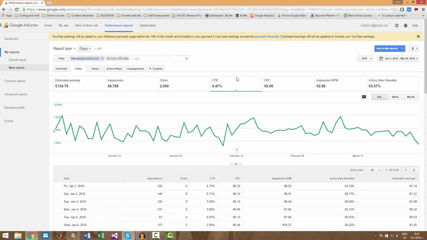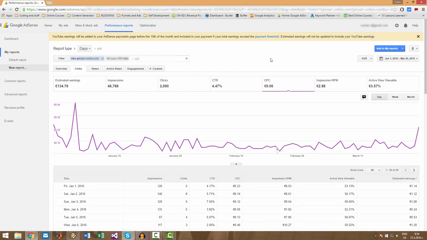So click-through rate is what percent of the people that are coming to your website are clicking on your ads. So if 1000 people visit your website and you have 4.47% click-through rate, 4.47% of these people will click on your ads, or this is about 45 people. If it's a 10%, then this means that you will get about 100 clicks from 1000 people that visited your website.